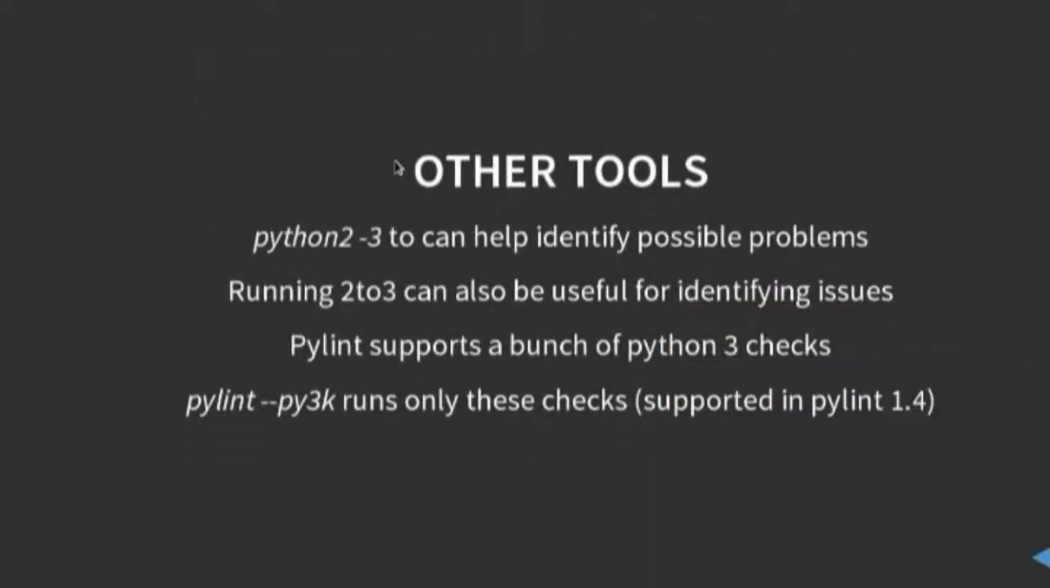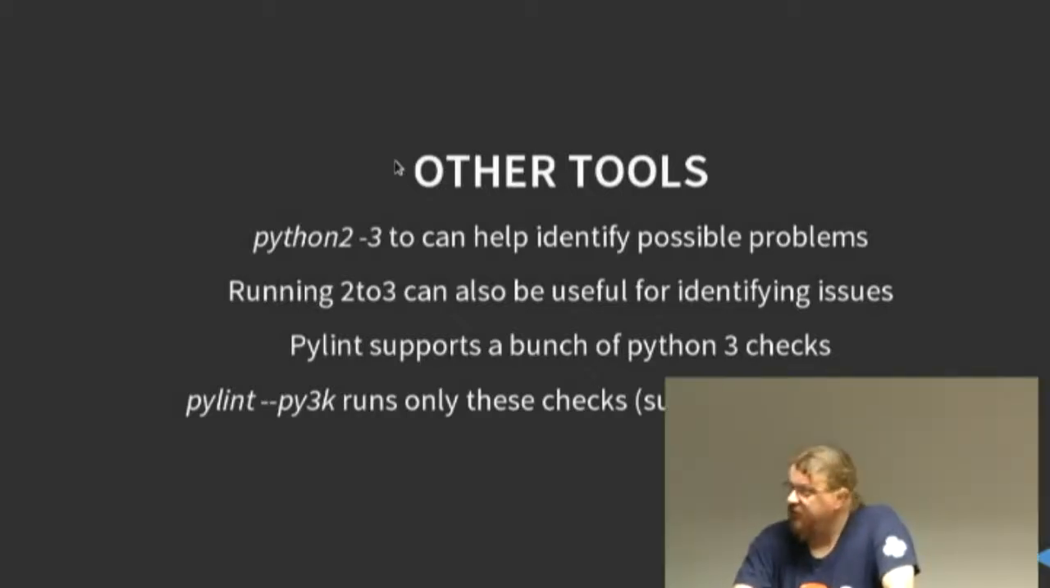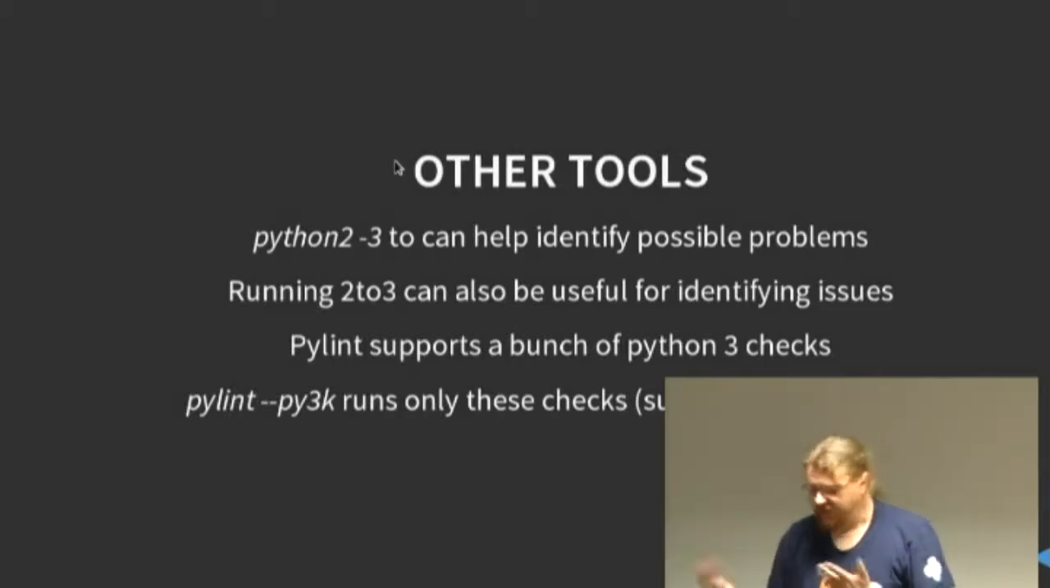There are other tools which also help. I've mentioned the -3 flag. Running 2to3 itself can be useful for helping identify issues. Pylint now supports a whole lot of Python 3 checks, and if you get a sufficiently recent Pylint, you can run just the Python 3 checks, rather than having to deal with all of Pylint's opinions about how your code should look. So that is also very handy.